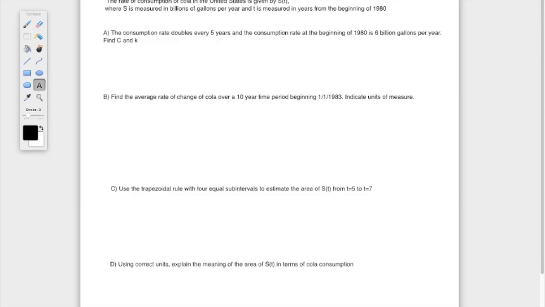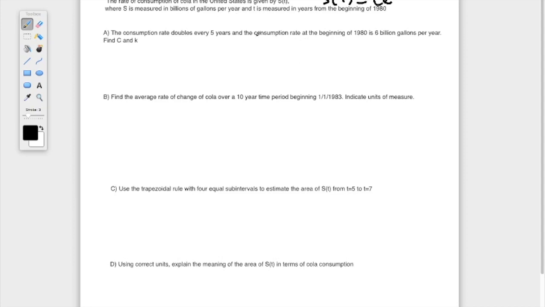Alright, so basically what we have is our first free response that was on a previous AP exam. The rate of consumption of cola in the United States is given by S(t), which I will write down. S(t) should equal C times e to the kt. So that is S(t).